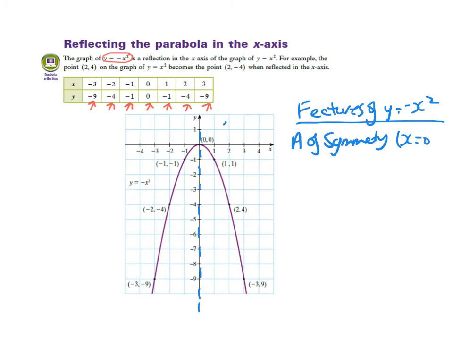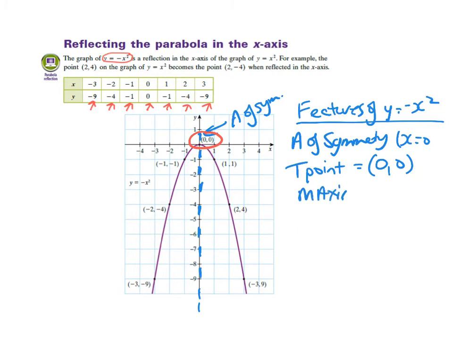And over on my graph, I'm going to label it axis of symmetry. And I've also labeled it just by drawing in these dashed lines. And that's what you want to be doing when you sketch these graphs. So you're going to draw in your axis of symmetry. You're also going to note your turning point. And in this case, our turning point at 0, 0 is also our maximum, not our minimum, our maximum point. It's the highest y point.